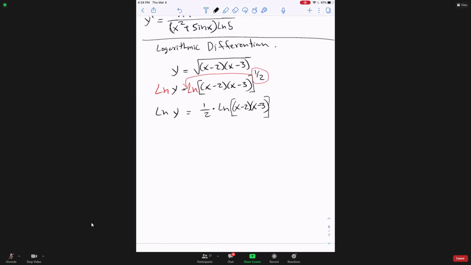Now what I'm going to do is use properties of logs to split that up more. So we got natural log of y equals 1/2 times the natural log of (x minus 2) plus 1/2 times the natural log of (x minus 3). I went ahead and distributed the 1/2 at the same time.